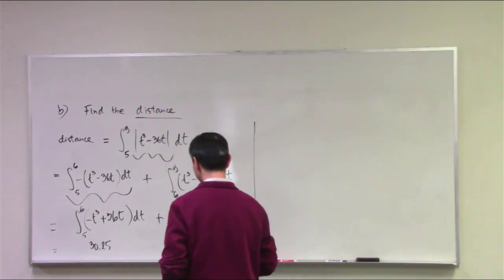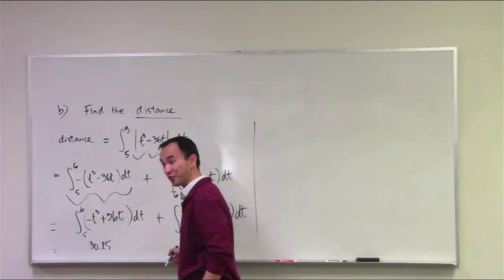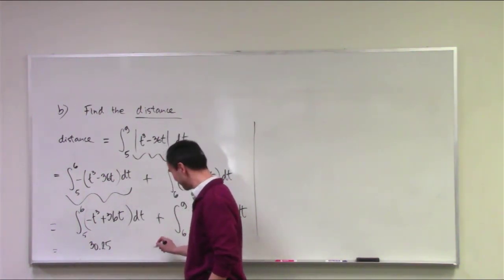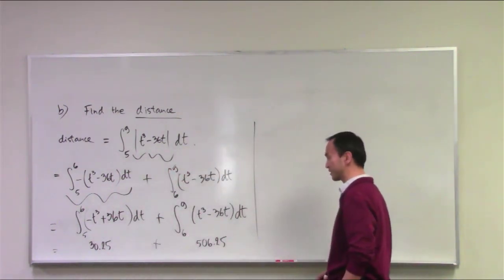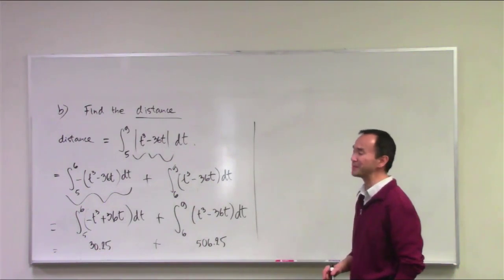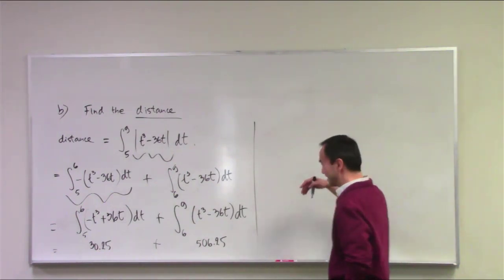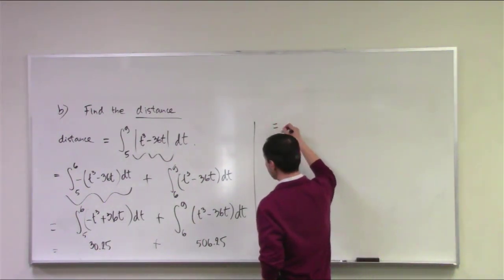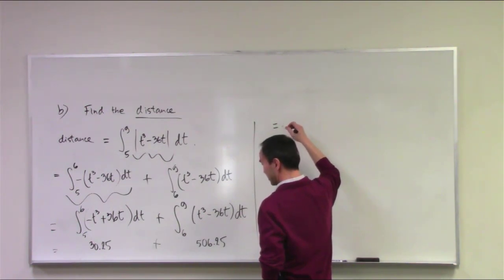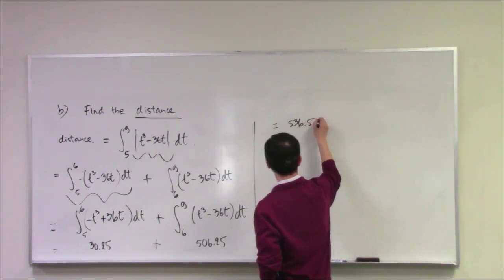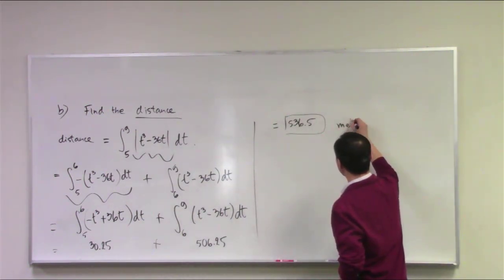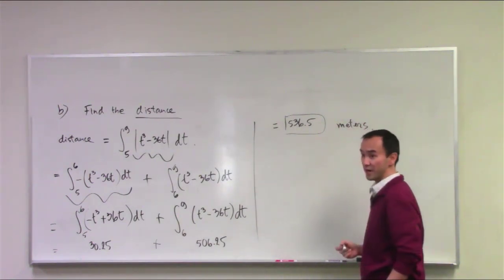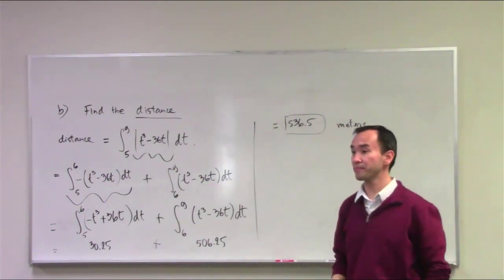These are all meant to be positive areas, right? So the total of the two areas will give us the total distance that you travel. That means your distance comes out to be 536.5, and the units here are in meters. That's quite some distance. See what I'm saying there?